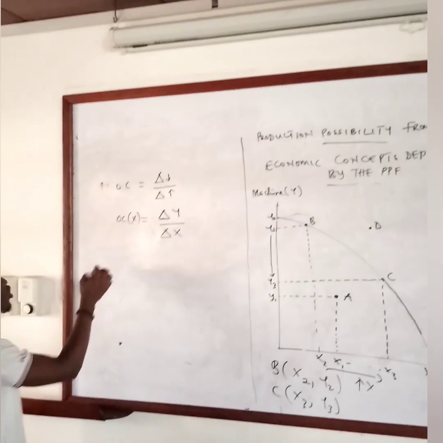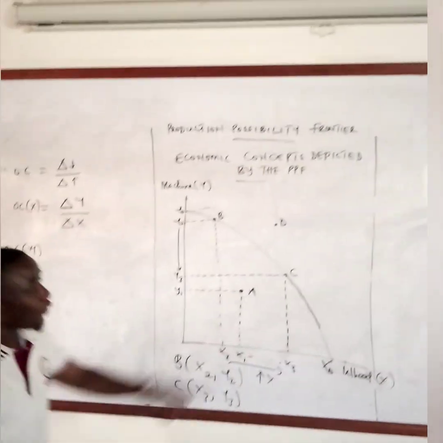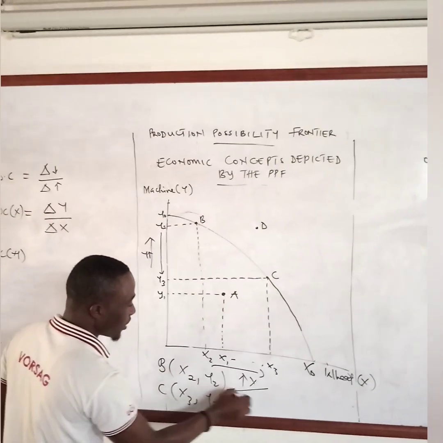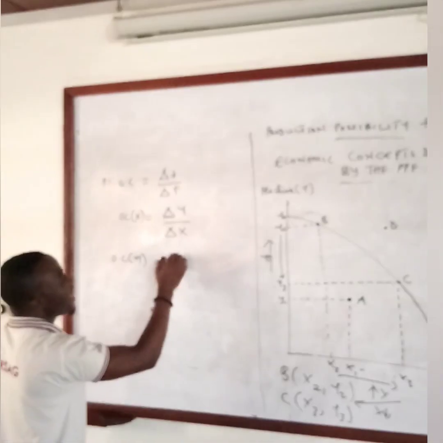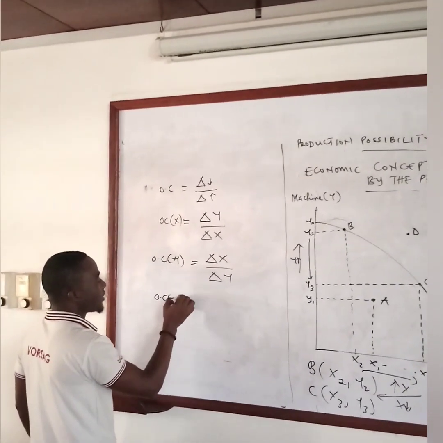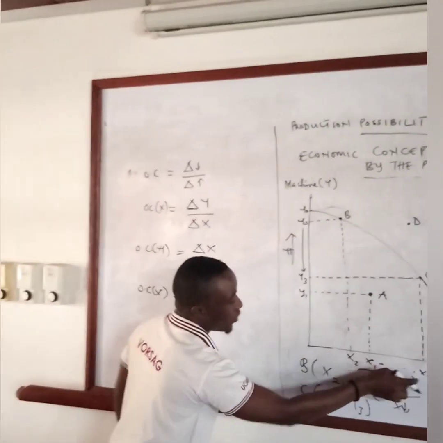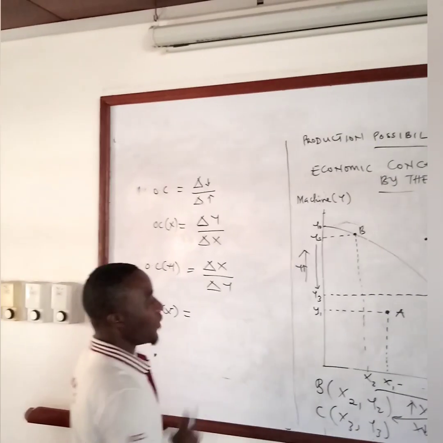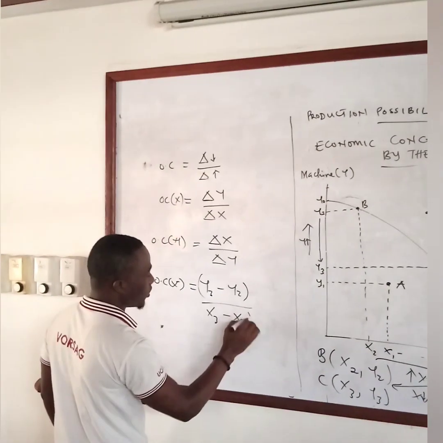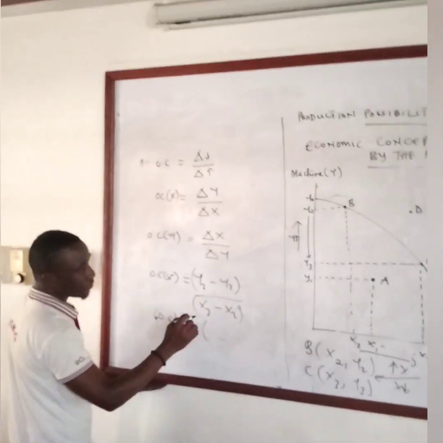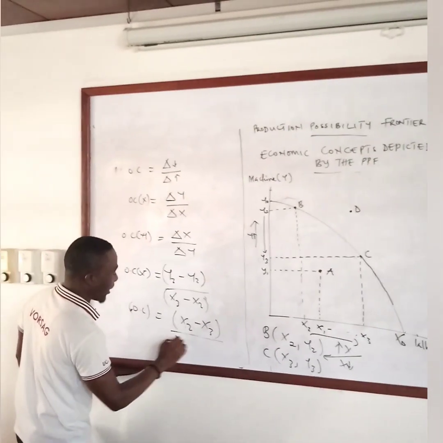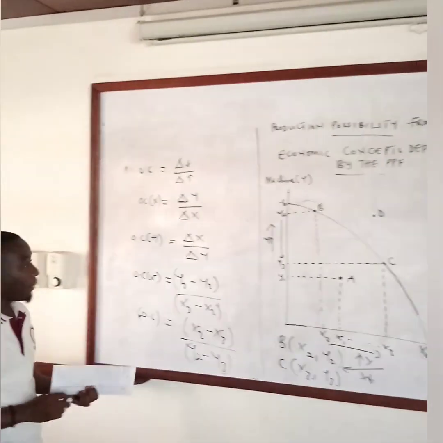Now if I want to do the same for the opportunity cost of Y, I'm moving from C to B. That one, I'm increasing Y and reducing X. So I'm going to have change in X over change in Y. If I put in what I have here, the opportunity cost of X is equal to Y3 minus Y2 all over X3 minus X2, since I was trying to increase X and reduce Y. And when I do the same for Y, moving from C to B, I'm going to have X2 minus X3 all over Y2 minus Y3. So that is it about the opportunity cost.